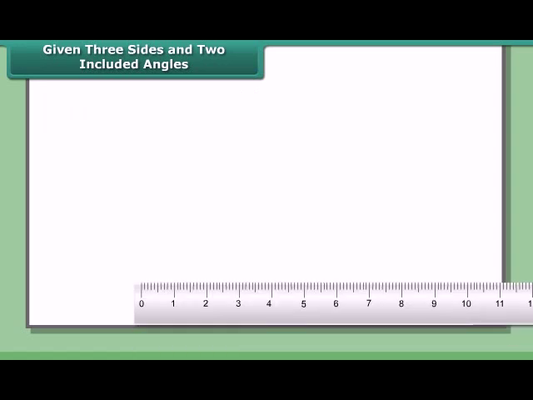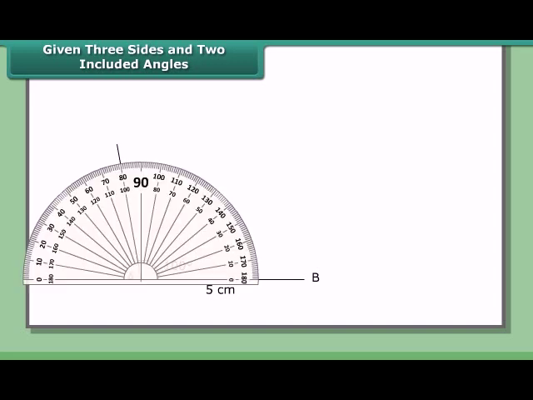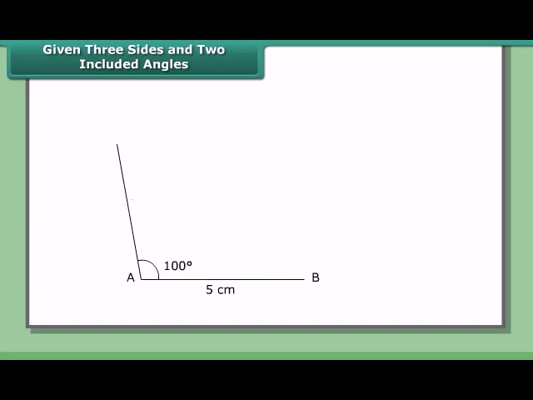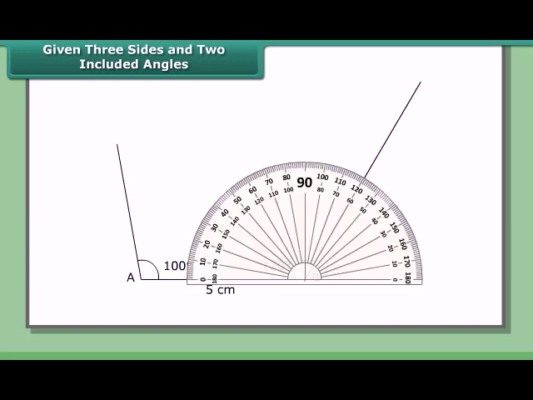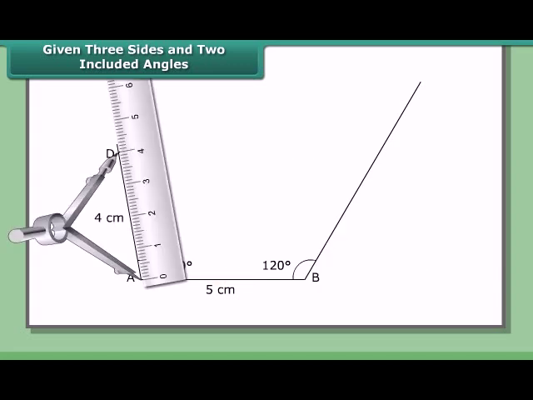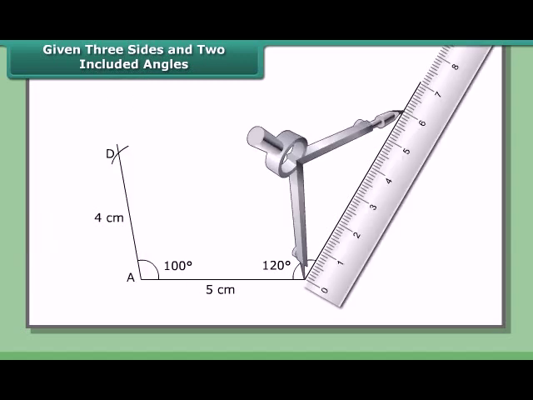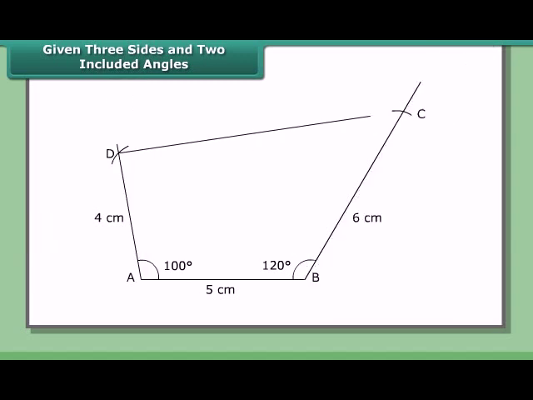Steps. 1. Draw AB as 5 cm. 2. At A, draw an angle of 100 degrees, and at B, draw an angle of 120 degrees. 3. Mark off distances AD as 4 cm and BC as 6 cm. 4. Join CD. ABCD is the required quadrilateral.